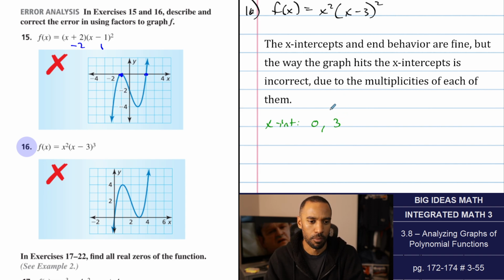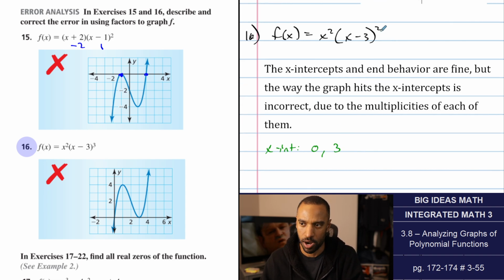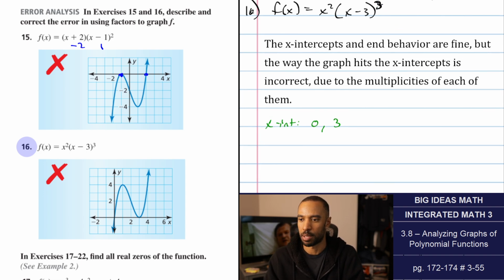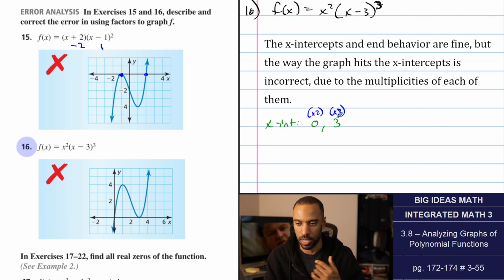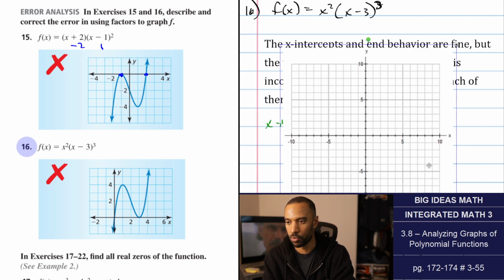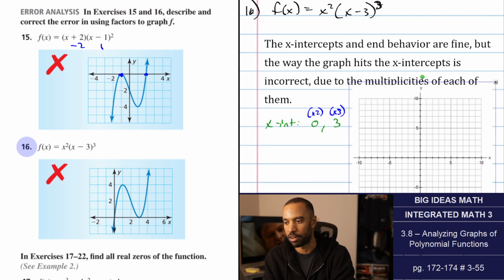The 3, and I wrote this wrong, this is supposed to be cubed, not squared. That x equals 3 x-intercept has a multiplicity of 3. So this is x squared times x minus 3 cubed. We've now seen a lot of things regarding cubics. We've seen some snake-through behavior with multiplicities as well. The y-intercept again is 0. So this graph is going to have a different kind of appearance than that.